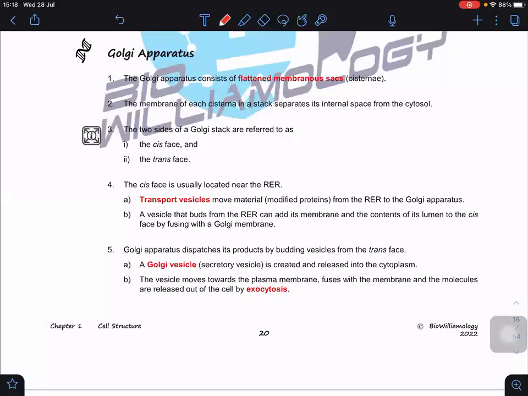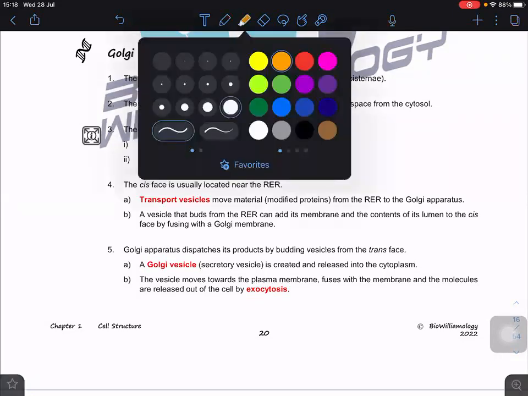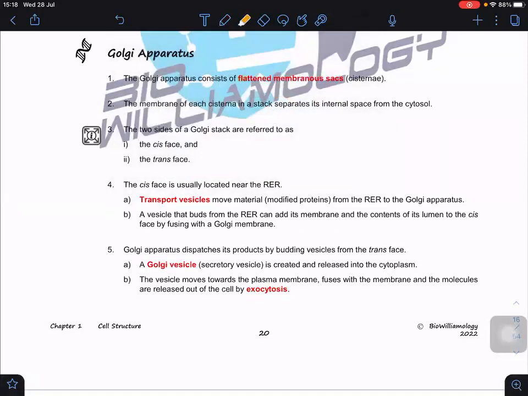Okay, so let us start with this organelle, the Golgi apparatus. What we need to know in terms of the structure is that they are single membrane bound organelles consisting of flattened sacs. These single membranous sacs are termed cisternae.